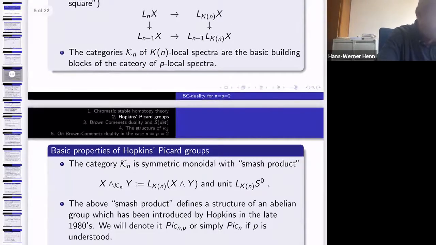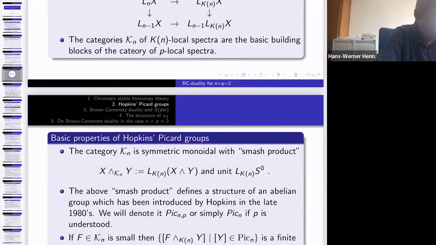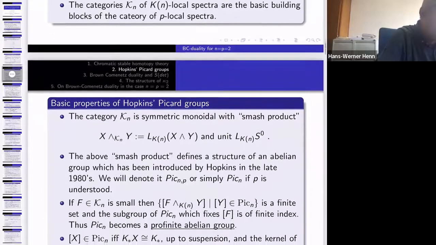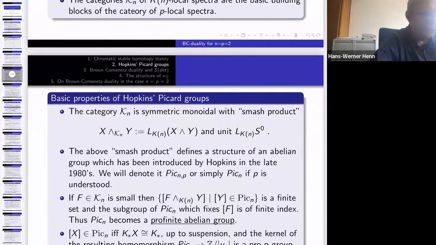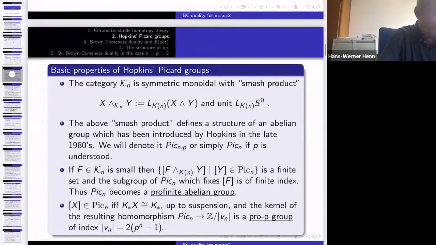Well, the category of Kn-local spectra is symmetric monoidal, with the usual smash product, but that is not Kn-local, so you localize again. And the unit for this monoidal category is LKn of the sphere. This smash product defines the structure of an abelian group on isomorphism classes of Kn-local spectra, which was introduced by Hopkins in the late 1980s. And this will be denoted by Pic_n at p, or if p is understood from the context, just by Pic_n.